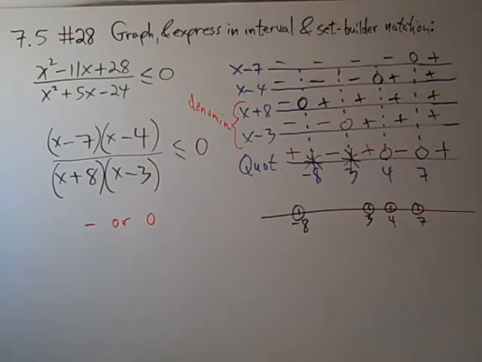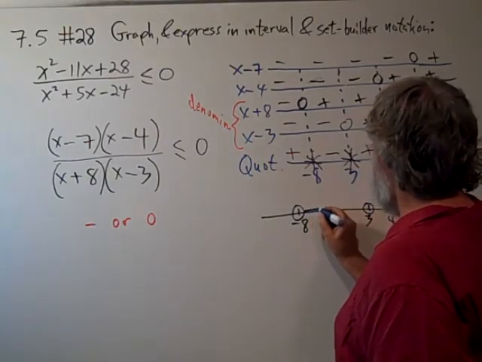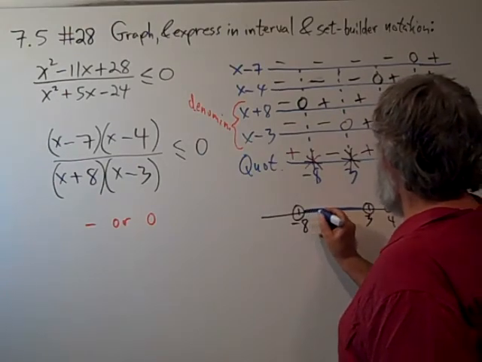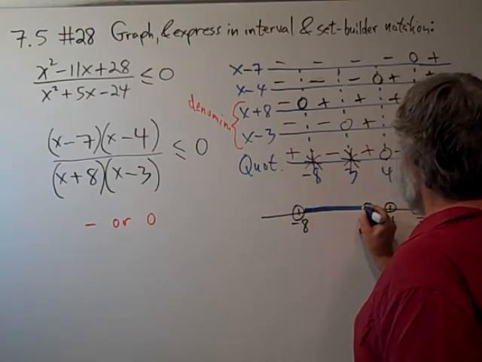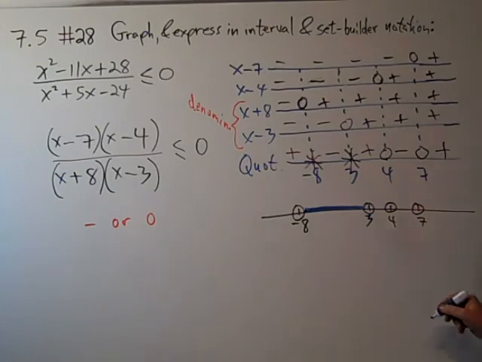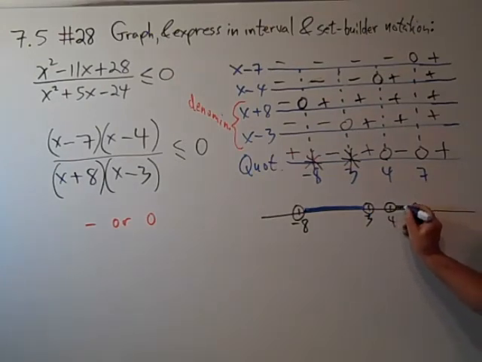And let's graph where the negatives are first of all. The negatives live between negative 8 and 3. Let's graph everything between negative 8 and 3. That's part of our solution set. And also between 4 and 7 is part of our solution set.